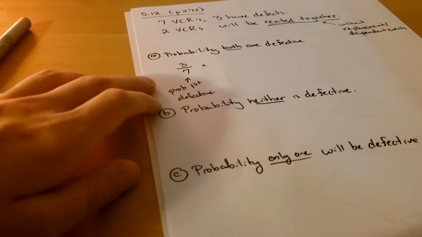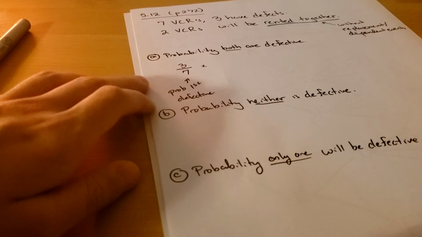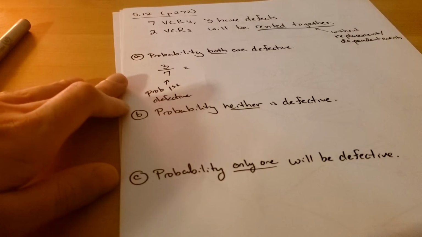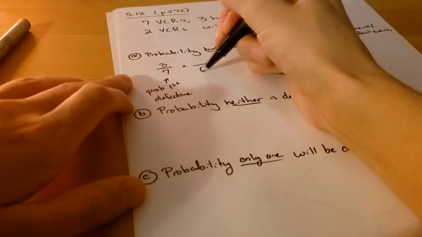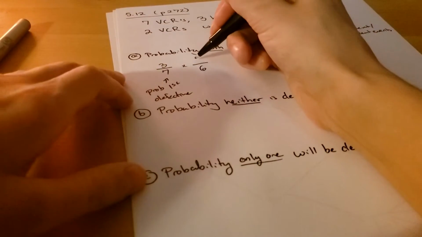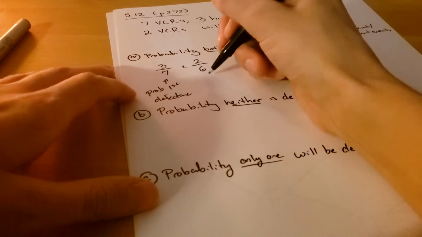Right, now we're multiplying this by the probability that the second one is defective. Because these are dependent events and we're renting without replacement, the probability that the second one is defective, well, now there's only 6 VCRs left, and we've rented one of the defective ones already, so it's only 2 of them left now that are defective.